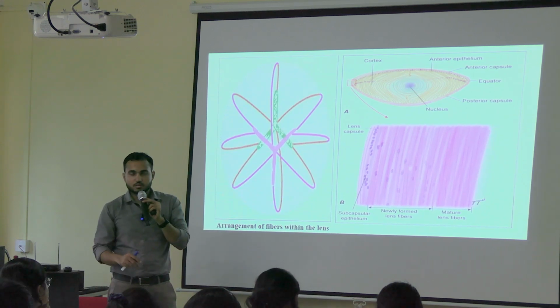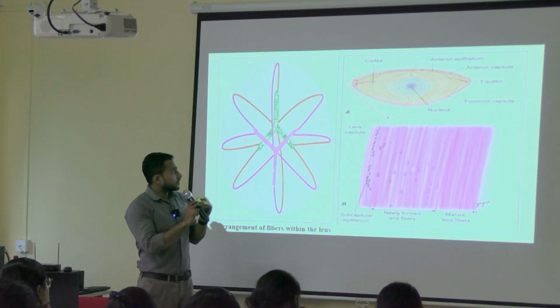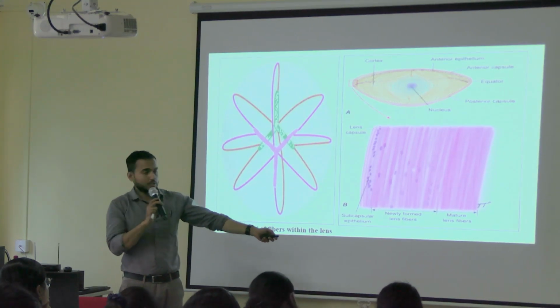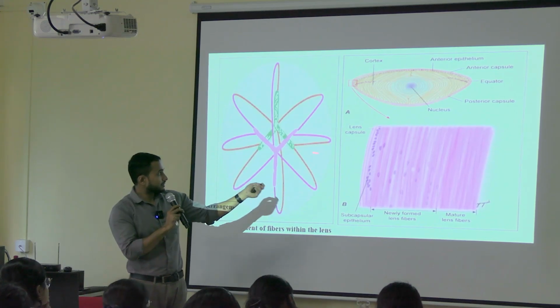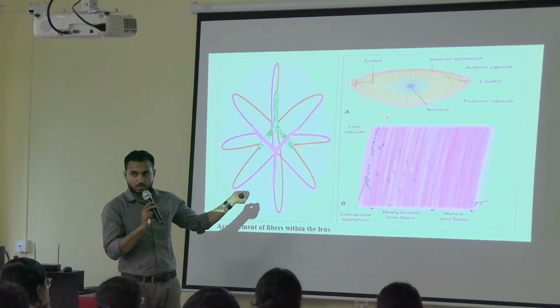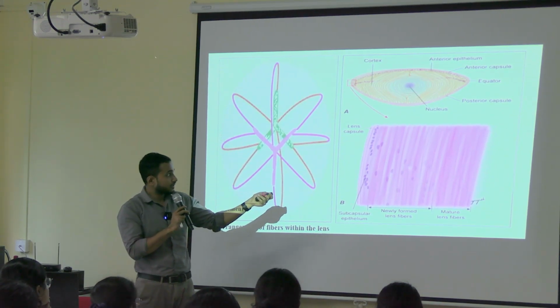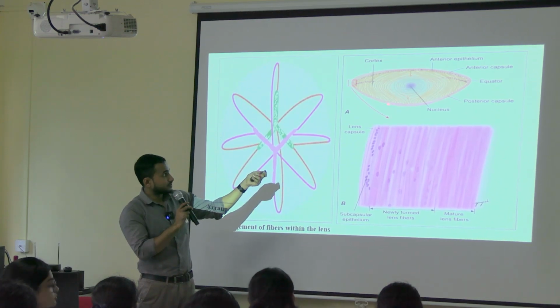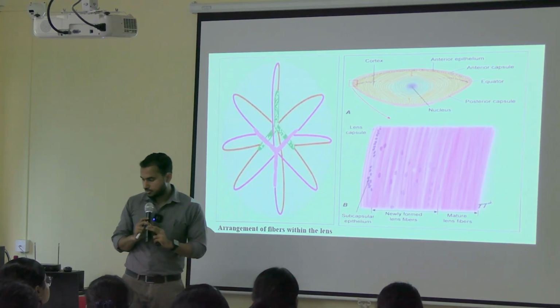So in your histology notebook, you have to draw this diagram. This is not required. Just draw this one. And here you can see all the parts of the lens which we have discussed earlier.